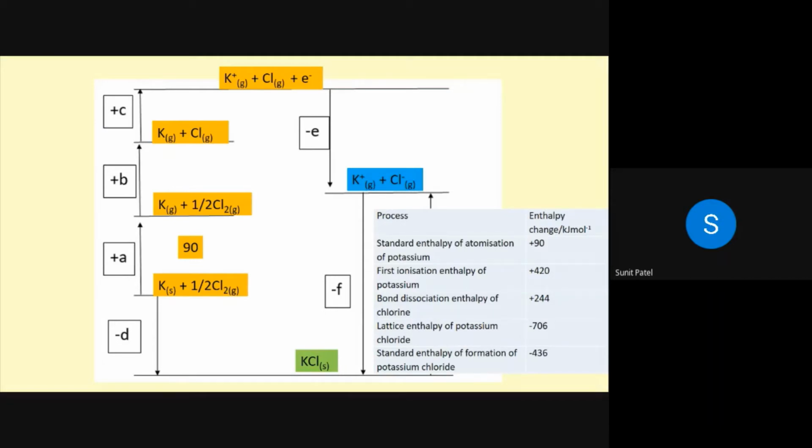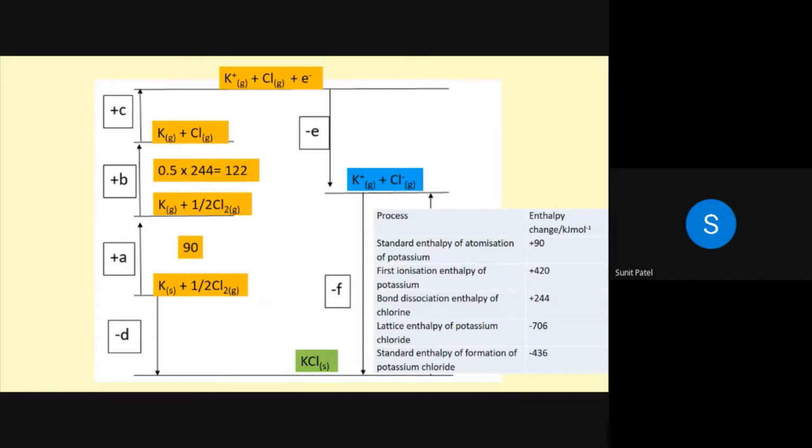So what do I do to that number? Well, if you said that you divide it by 2, you'll be absolutely correct. So the bond dissociation for this chemical reaction then is 122. It's half what it says on the table because it's half a mole.